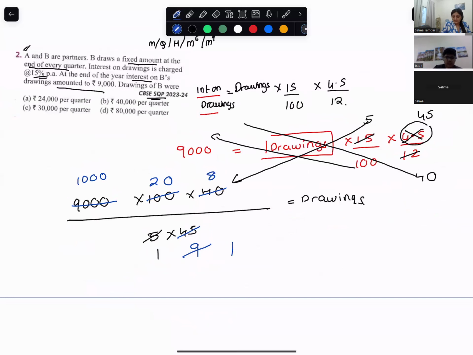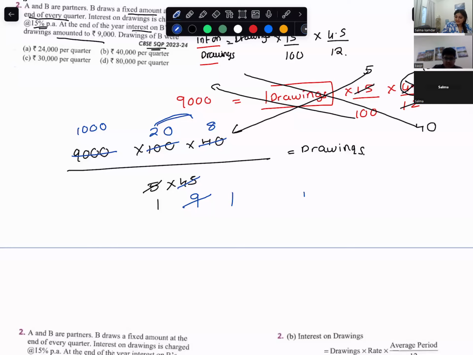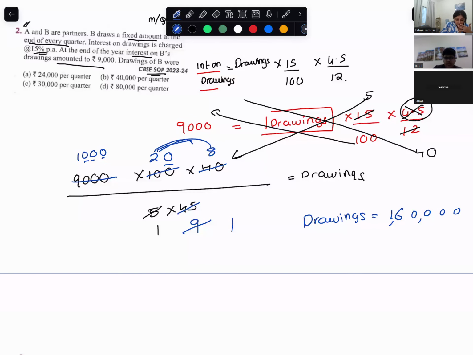So 8 twos are how much? 8 twos are 16. So drawings is equal to 8 twos are 16. And how many zeros? 1, 2, 3, 4 zeros. So drawings is how much? 1 lakh 60,000. So now I want drawings per quarter.